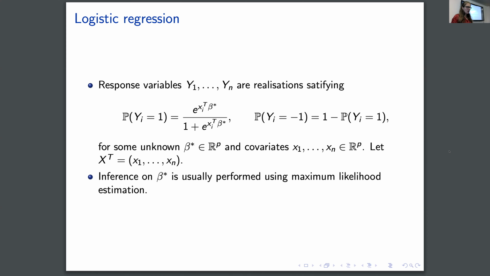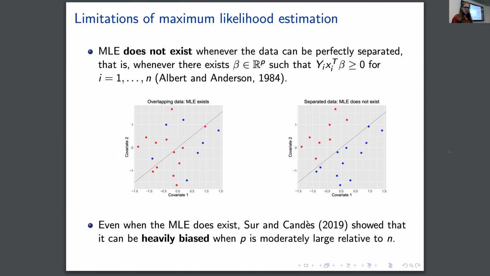Now, typically, we perform inference on beta star using maximum likelihood estimation. However, this can lead to some problems. So first, there are settings when the MLE does not exist. And this happens whenever you can perfectly separate the data. So all this means is whenever there exists some beta where xi transpose beta is non-negative, you get data separation and the MLE does not exist.